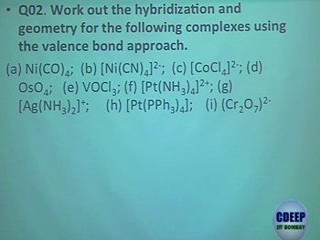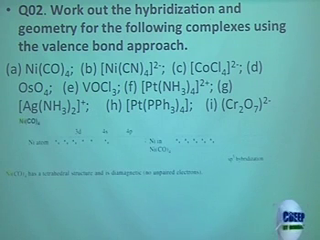First one is, okay, the second one is, why is that? Fantastic. So nickel is in zero oxidation state, and therefore this may not be feasible. Four ligands, sp3 hybridization, it is going to be tetrahedral.